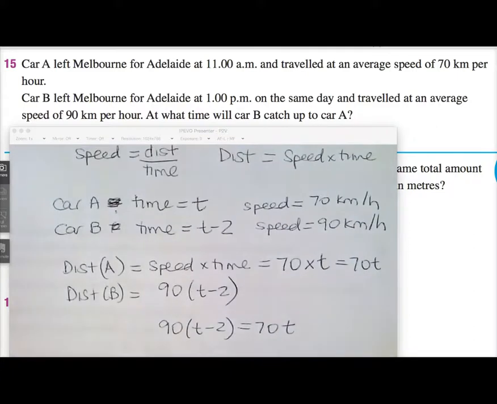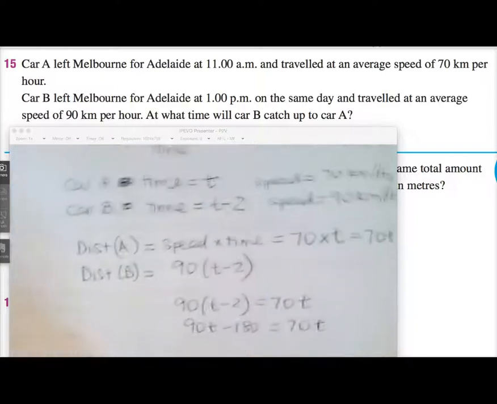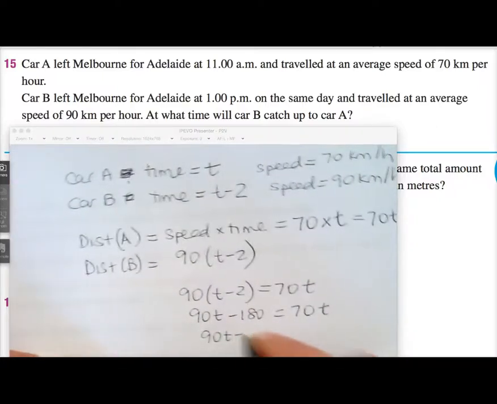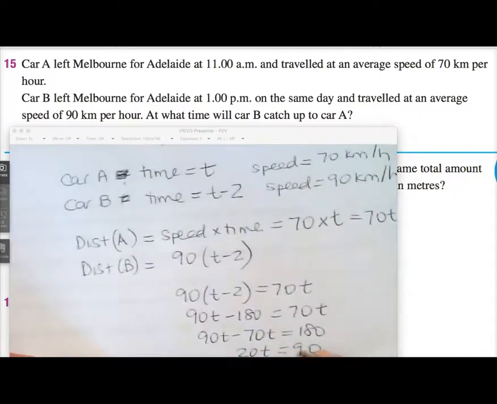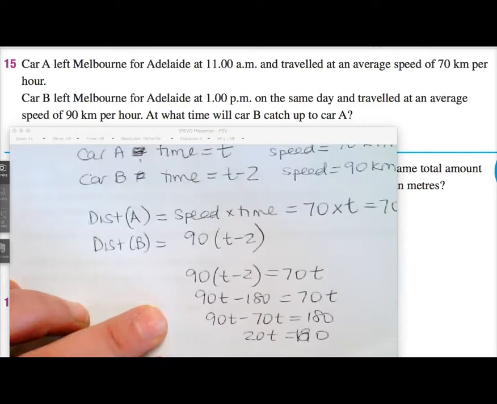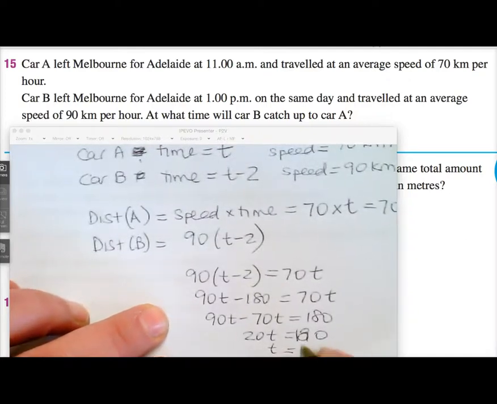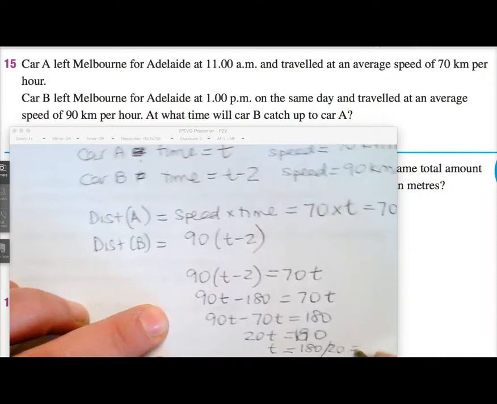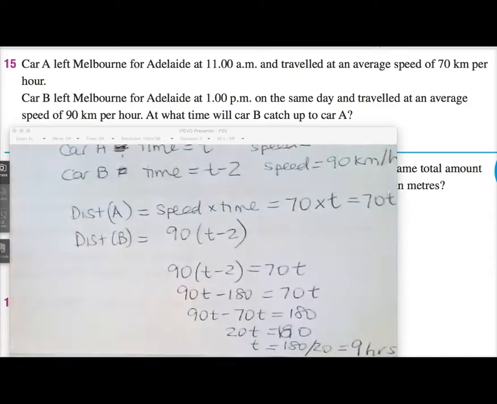Okay, girls, you know how to solve that. 90t minus 180 equals 70t. Taking the 70t over, 90t minus 70t is 20t, equals 180. What does t equal? T is, what's 180 divided by 20? 9. 9 hours. So, in other words, car A travelled for 9 hours, car B travelled for how long?